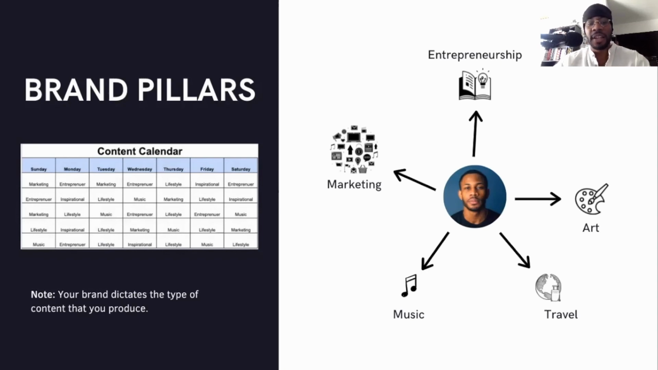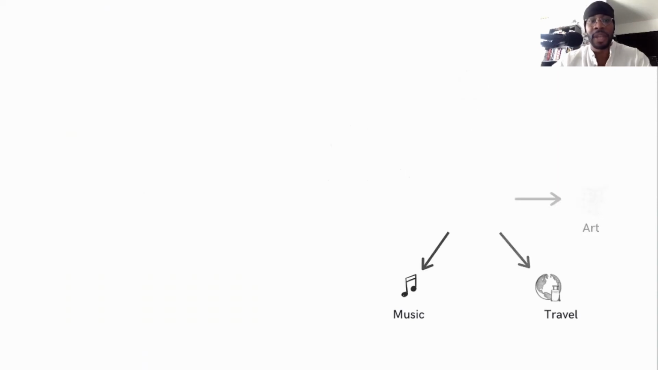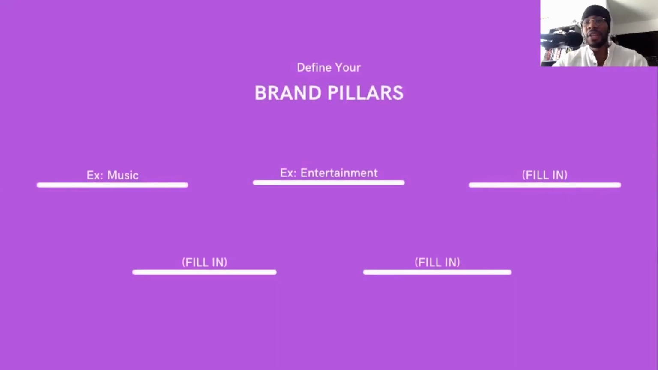So your brand dictates the type of content that you produce. This is why it's important to start off with branding, because once you figure out your brand, then you're able to create the kind of content that makes the most sense. Now, here's an exercise.